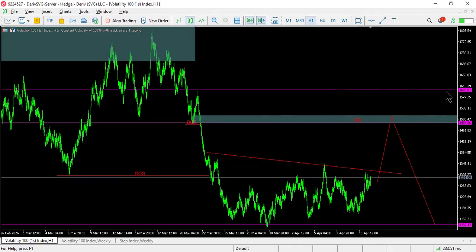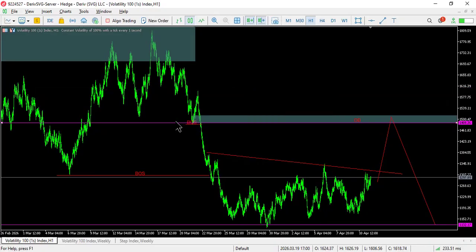Therefore, if you want to enter this trade, go ahead and place your sell limit with your entry price at 1488.36, stop loss at 1603.07, and then our take profit at 1132.17, and always apply proper risk management. Therefore, this is the setup I'm going to be monitoring on Volatility to see if it plays out.